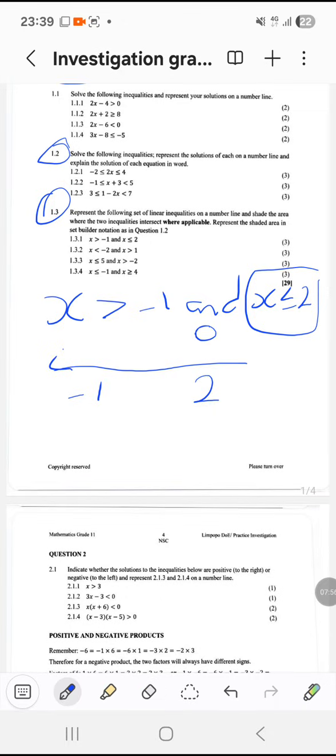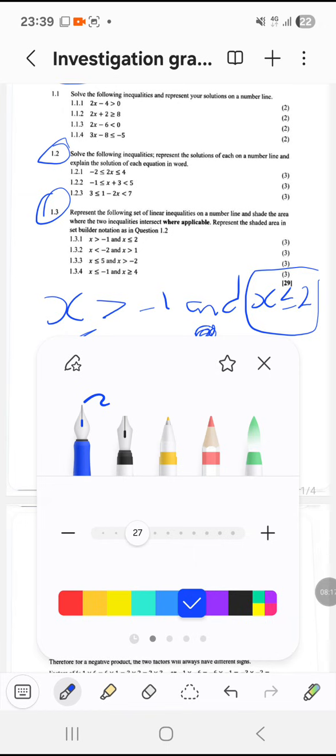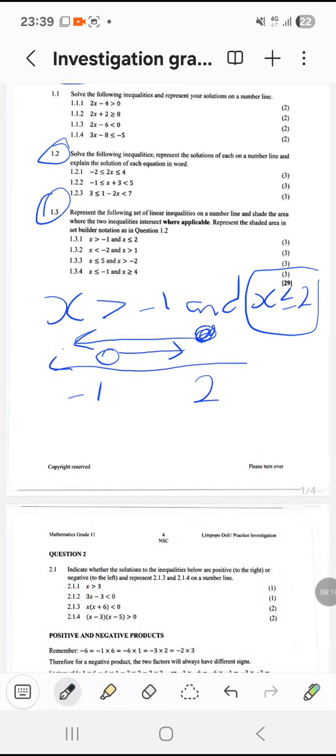Let's put it up and then we shade. It's pointing to the right. What about -1? It's a circle only because there's no equal to. My one inequality, and it's pointing where? To the right, this side. So let's shade. There's an intersection there.